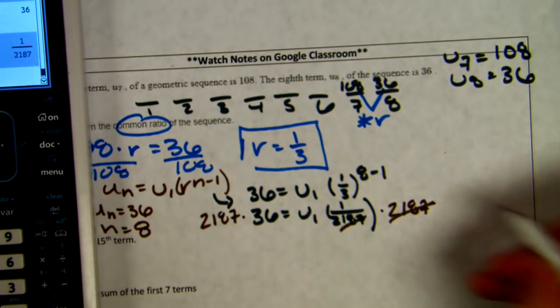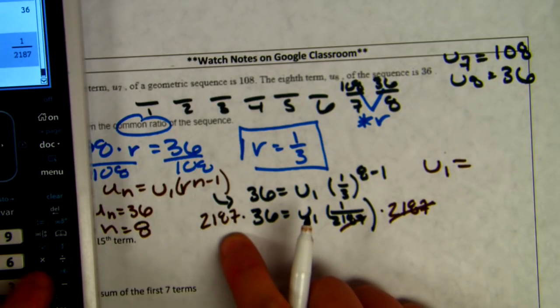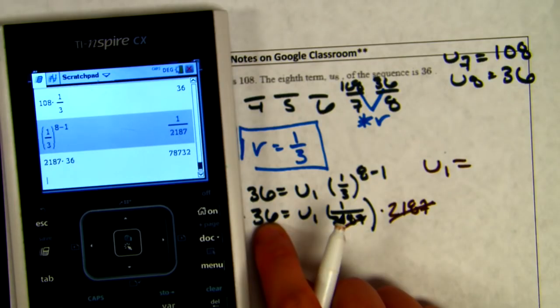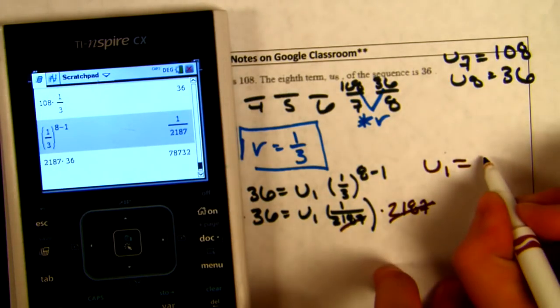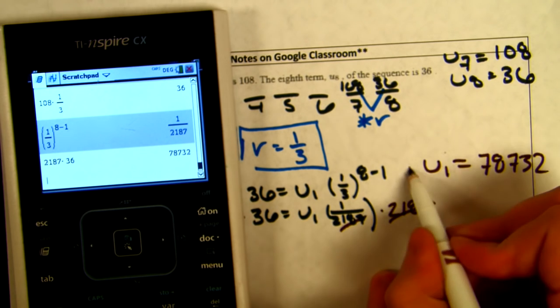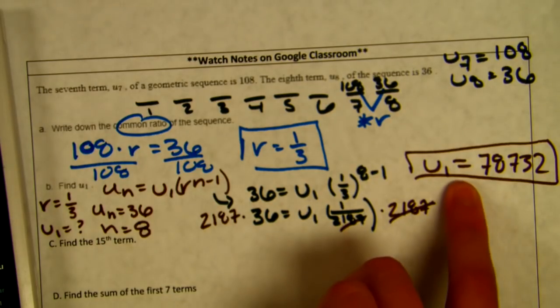This will cancel. So U1 equals 2,187 times 36, which is a really big number, I know, but this is correct. So we have 78,732. That is my first term. That also makes sense logically, right?